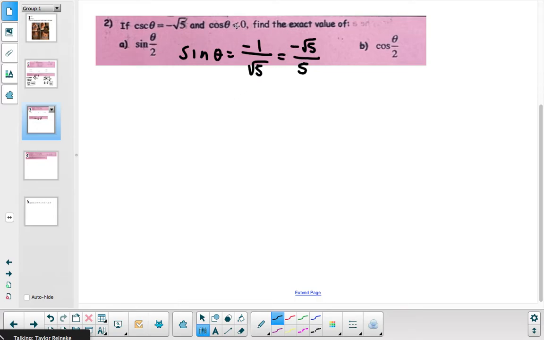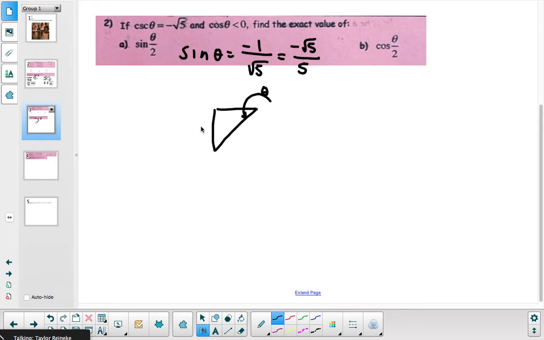It says cosine is negative. So that means that we're dealing with quadrant 3. Both cosecant or sine is negative. Sine's negative, cosine's negative. The only place that exists is in quadrant 3. So we're working with this angle of theta.